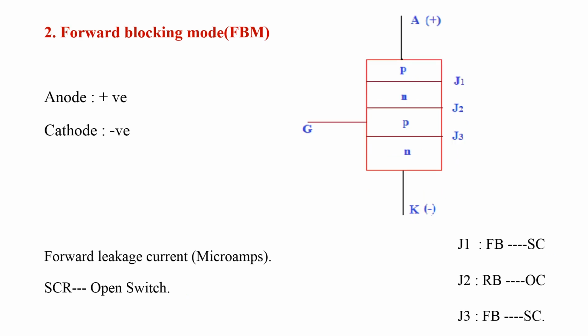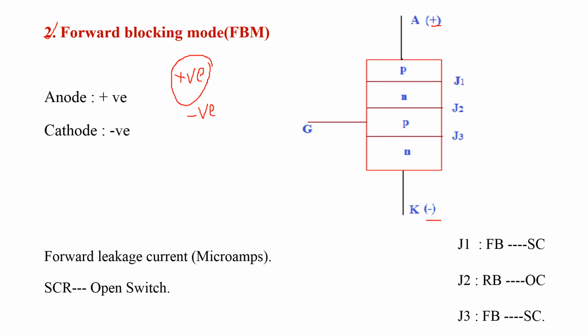Coming to the second operating mode, that is forward blocking mode. In this mode, we are going to apply a positive voltage between anode and cathode. In the previous case, we applied a negative voltage between anode and cathode. But in this case, we apply a positive voltage, that is, anode is positive and cathode is negative.